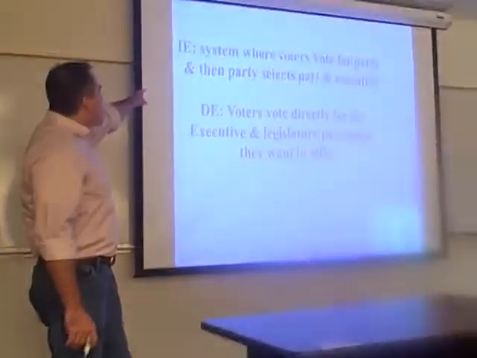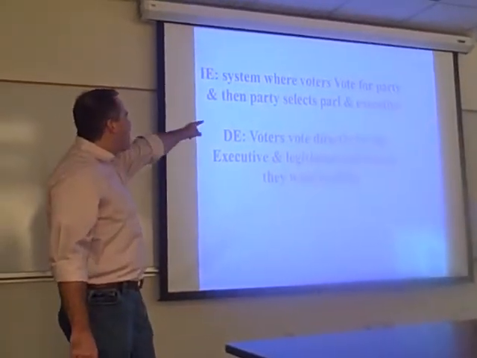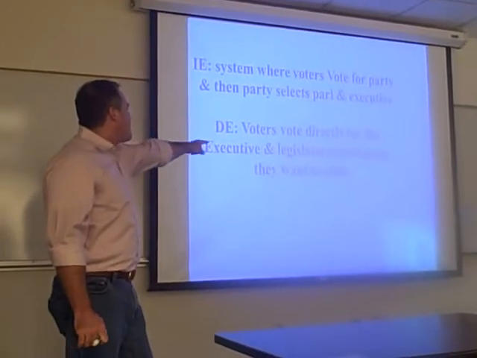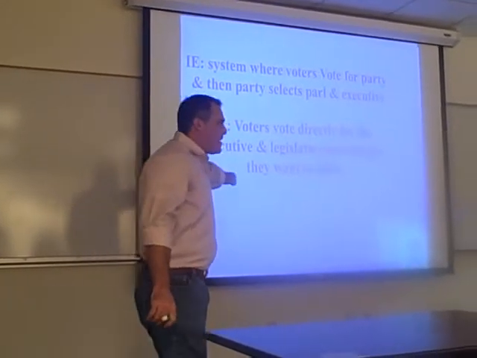Indirect: a system where voters vote for a party and then the party selects the parliament and executive. Direct: voters vote directly for the executive and legislature they want in office.